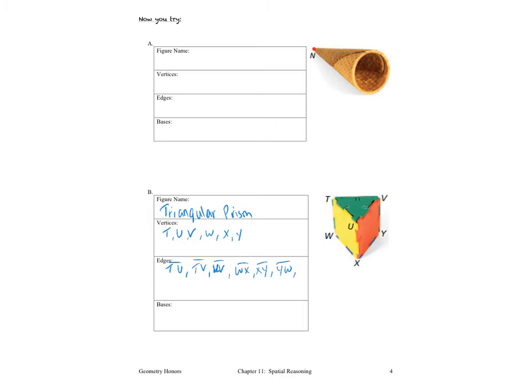And then we have all of our edges that are connecting the two. So that would be TW, UX, and VY. So there were 9 on this one. And then for our bases, we can name them as triangle TUV and triangle WXY.